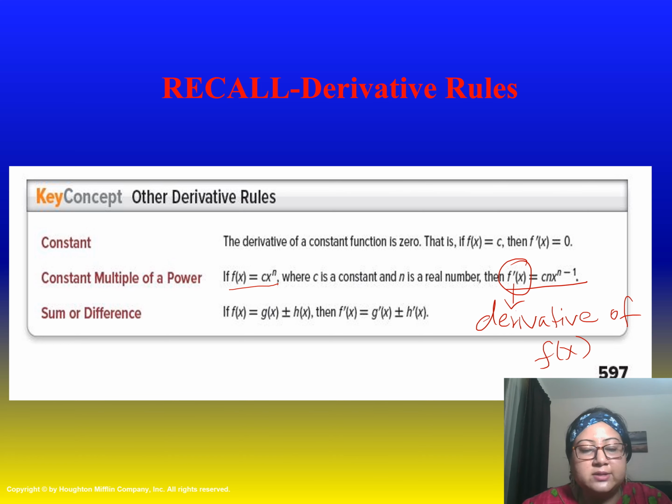Last but not the least, the rule is for sum or difference. As the name suggests, this rule is going to help you find the derivative when the function is either a sum of two functions, so f(x) = g(x) + h(x), or f(x) is a difference of two functions, so f(x) = g(x) - h(x). In both the cases, you can easily apply the sum or the difference rule for finding the derivative.